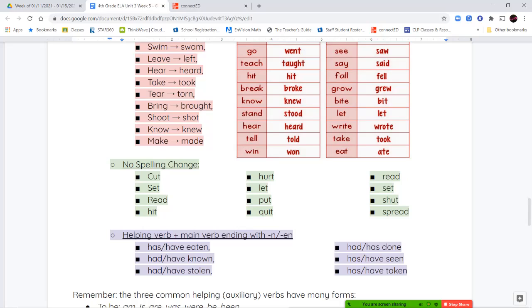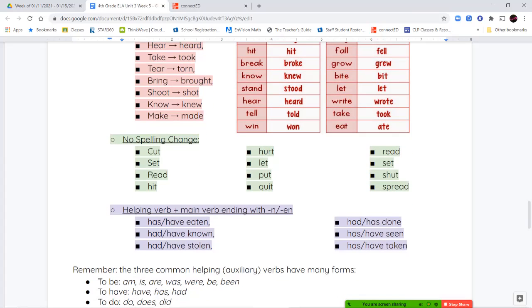So instead of saying eat becomes ate, instead of saying yesterday he ate his apple, yesterday he's eaten, or he has eaten his apple yesterday. Had or have, instead of knew becomes known. Had or have stolen. Had or has done. Has or have seen. We have seen that play already, or we saw that play already, right? There are different ways that you can say it. He took or he has taken.